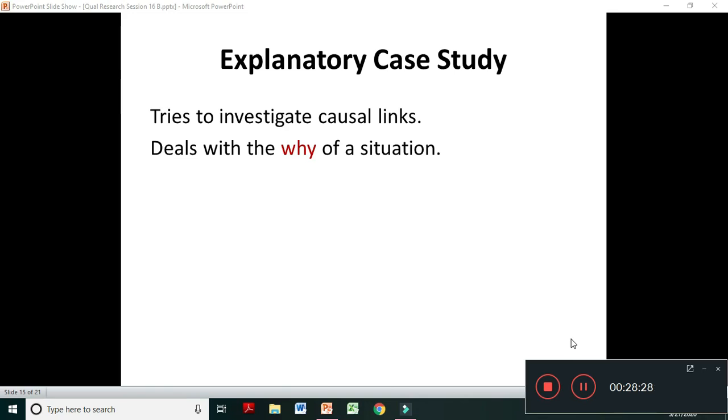The researchers who research with a positivist or post-positivist lens, they think that such kind of causal links cannot be established through case study. They criticize such practices because they believe that causal links can only be developed or established through experimental or quasi-experimental research. They want some kind of experimental activity to reach such conclusions. So in short, explanatory case study deals with the why of a situation where the researcher is interested in identifying the cause of a certain effect.